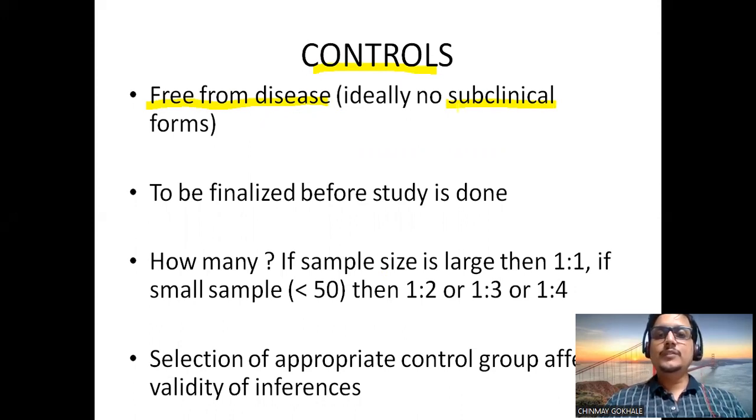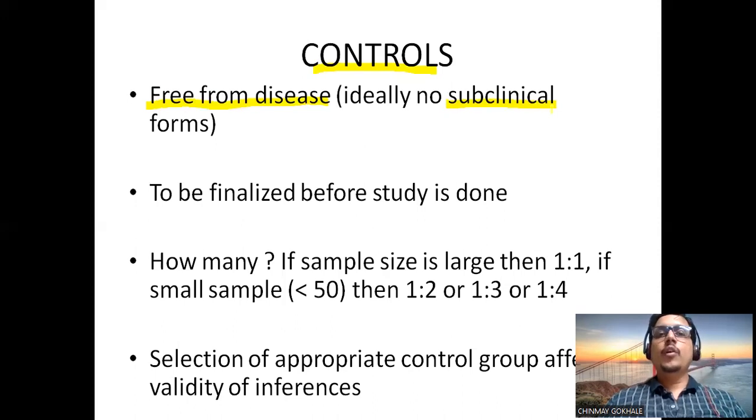Now, cancers do have subclinical forms. There can be a breast nodule which would tomorrow go on to develop a grade 1 or grade 2, or stage 1 or stage 2 breast cancer. But today, taking that particular female as a control may actually affect the validity. But how do you know which female is going to have that cancer tomorrow? It is very, very difficult.